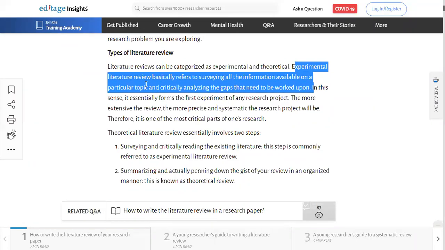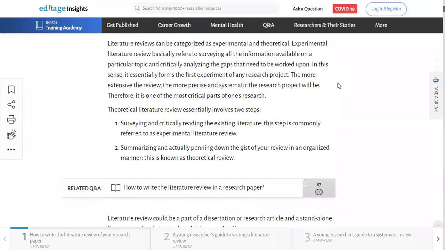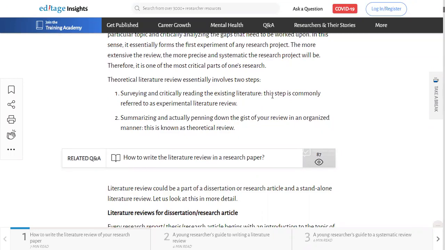So experimental literature review basically refers to surveying all the information available on a particular topic and critically analyzing the gaps that need to be worked upon, right? So we're going to see that if this is going to be just an experiment, the more extensive the review, the more precise and systematic the research project will be. Therefore, you need to read a lot, right?